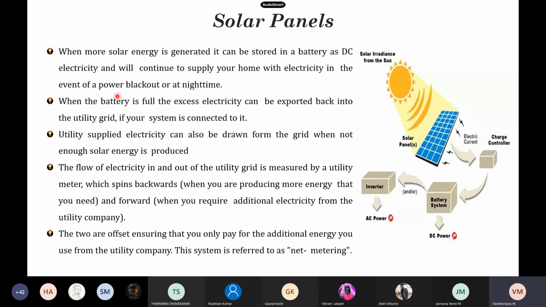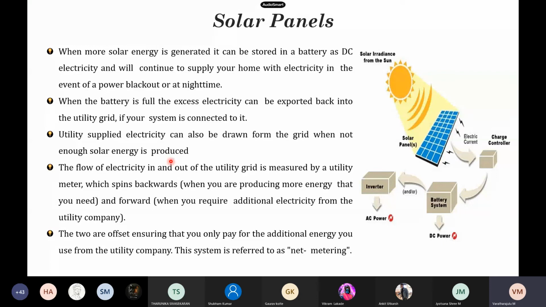the battery is full? The excess electricity can be exported back into the utility grid if your system is connected to it. And the utility-supplied electricity can be drawn from the grid when not enough solar energy is produced. And what we are getting is in two ways. When there is a power drop from the solar system, we use the power from the grid. When we have an excess amount of power, at that time we are exporting the power from our end.